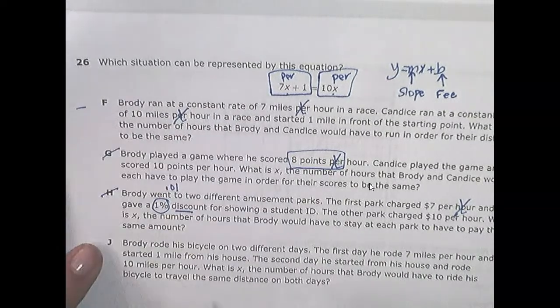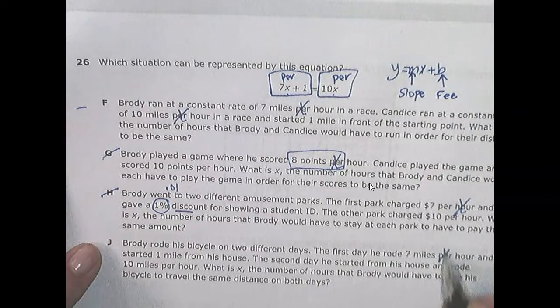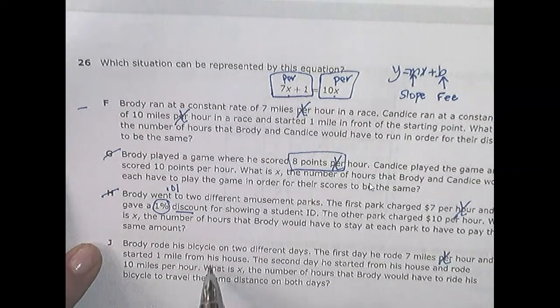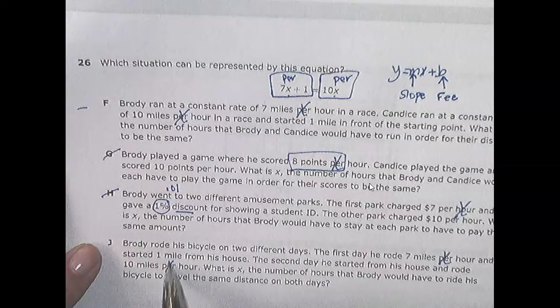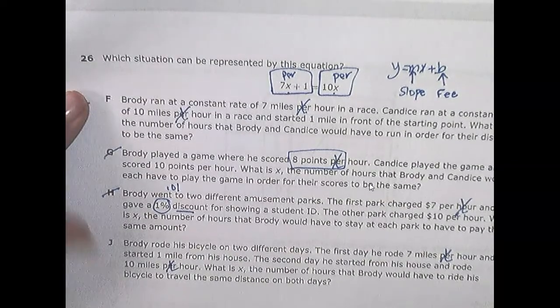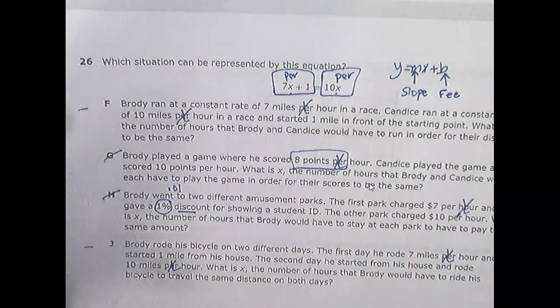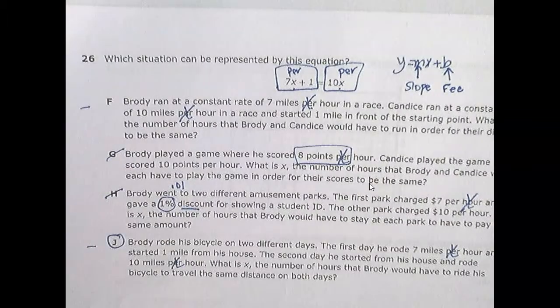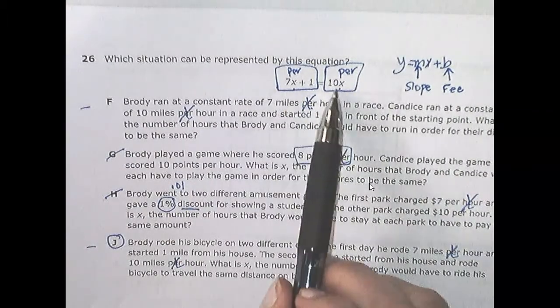Next one. Somebody rode his bicycle on 2 different days. The first day he did 7 miles per hour, and then the 1. And then the second day he did 10 miles per hour. So these match. This one's a good one too. They're both matching. The question is, where does the 1 belong? Does that 1 belong with the 7 or does it belong with the 10?